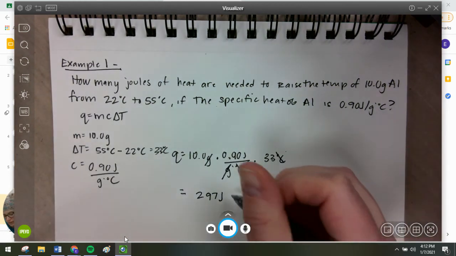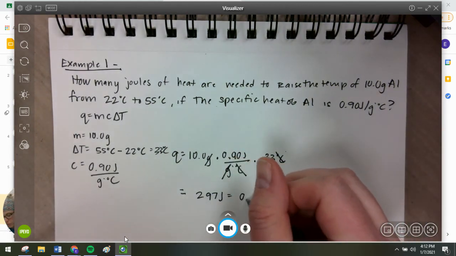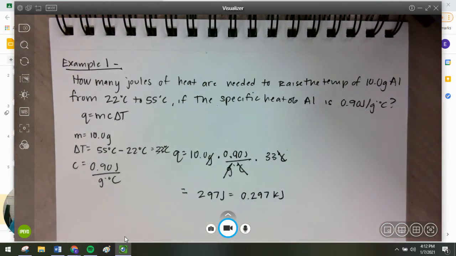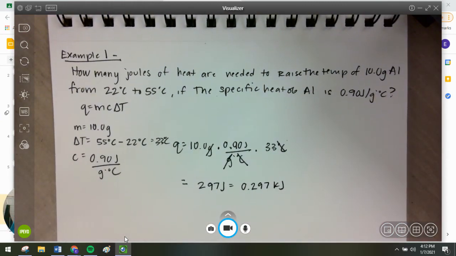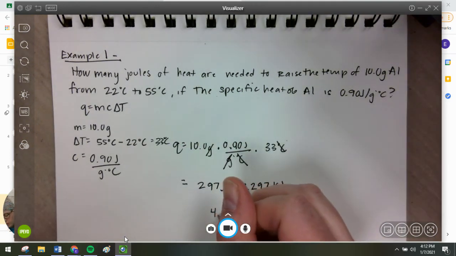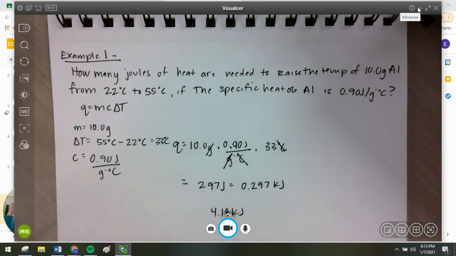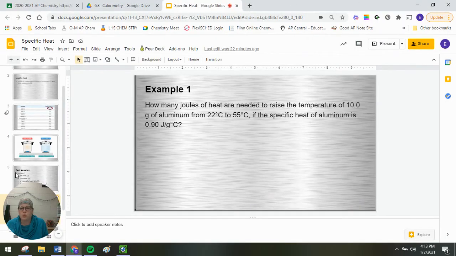If I wanted to convert this to kilojoules, I'm going to divide by 1,000, so it'd be 0.297 kilojoules. It's not that many joules, honestly. Like I said, it's not even 1 calorie worth of food. 1 calorie is 4.18 kilojoules. So it's not that much that actually is happening there. Okay? So that is how you do your basic equation. Now, because this has a lot of variables, much like the ideal gas law, you can change the variable and then you'll solve for something else, which is what we'll do in example number 2 here.